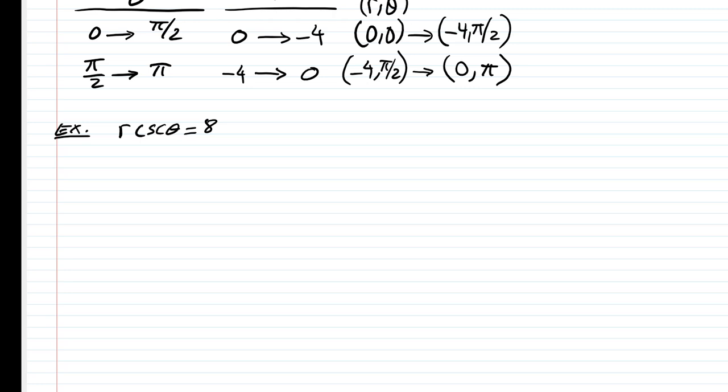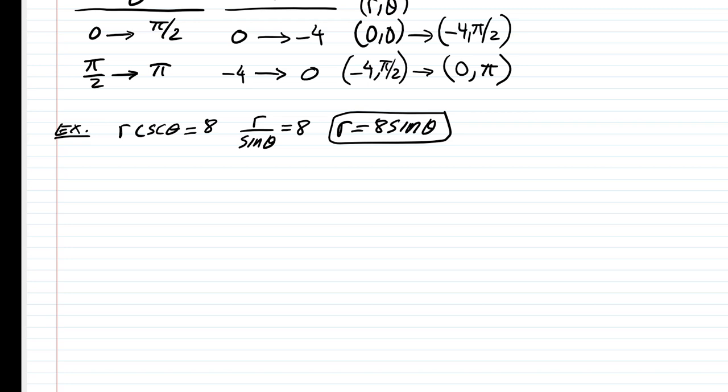Well, cosecant, remember the reciprocal identity for cosecant is 1 over sine theta. So I'm going to go r over sine theta is equal to 8, and then I'm going to multiply both sides by sine theta. I get r equals 8 sine theta. And this is the form of a circle, isn't it? You recognize that as the form of a circle.